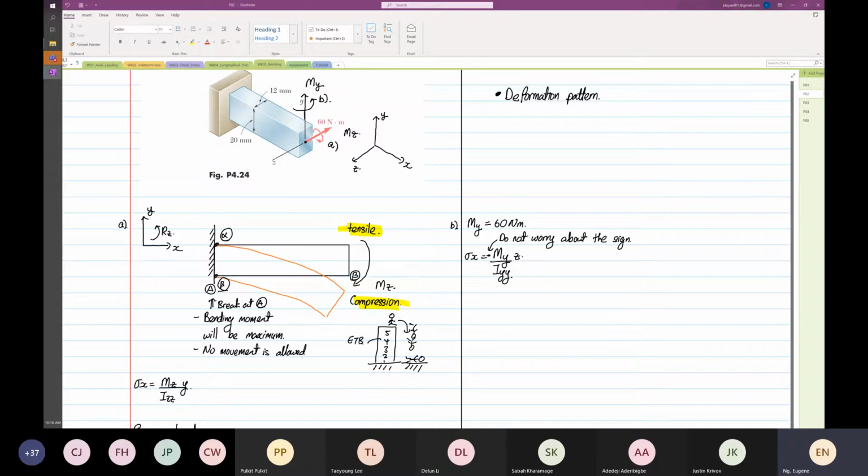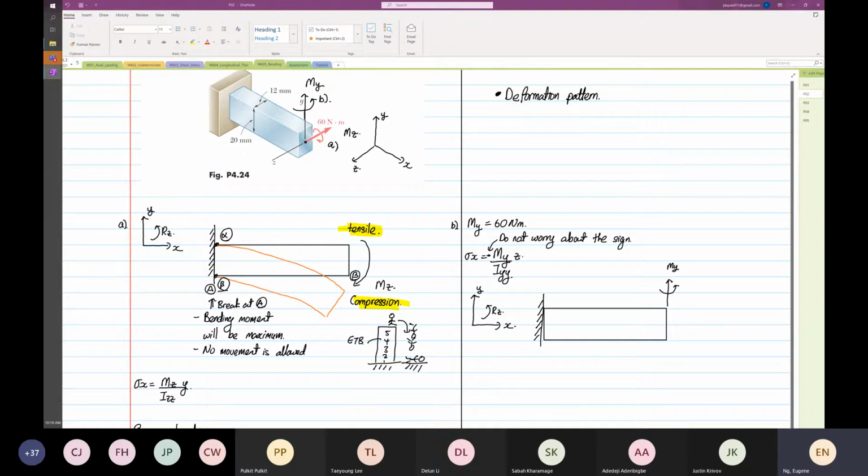So now let's look at the deformation pattern. Let's say we draw exactly the same now, exactly like what we have drawn in A. So this is X, this is Y, this is rotation about Z. Now the moment is about the y-axis, and the rotation of the moment will go this way. So this is the rotation of the vector.